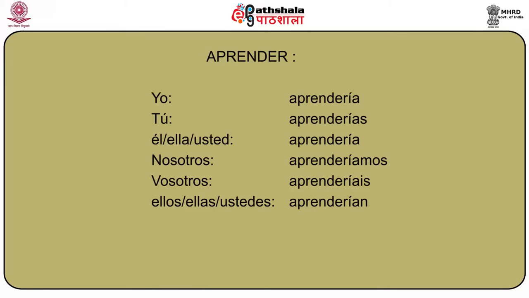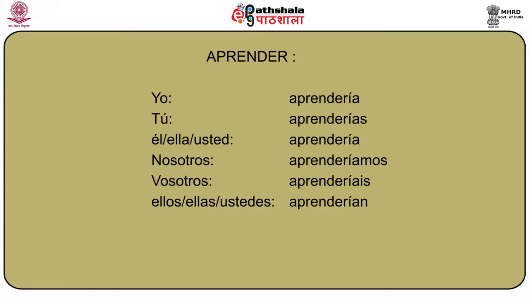The conditional tense aprender conjugation is aprendería, aprenderías, aprendería, aprenderíamos, aprenderíais, and aprenderían. I repeat, yo aprendería, tú aprenderías, él, ella, usted aprendería, nosotros aprenderíamos, vosotros aprenderíais, and ellos, ellas, ustedes aprenderían. So you can see that all the accents are put in all the conjugations of the conditional tense in the verb aprender and in all other verbs also.